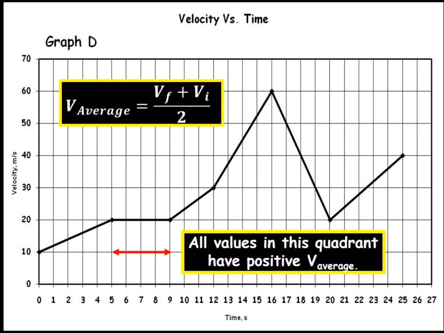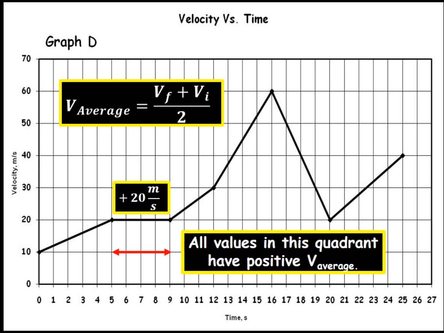Here, we start with 20, we end with 20. 20 plus 20 is 40, divided by 2 is 20. Very simple. So the average velocity for this particular graph is going to be 20 meters per second. And we will show that in the answer sheet coming up in a second.